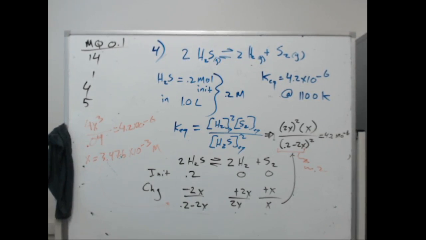So the concentration of S2 is just the x value, right? Because the concentration at equilibrium of S2 is x. The concentration of H2 at equilibrium is 2 times that x value, because there's that 2x for the equilibrium concentration of H2. Yeah, we're doing number 4. So the concentration of H2S is the one that's a little bit tricky, because it's 0.2 minus all this other stuff.